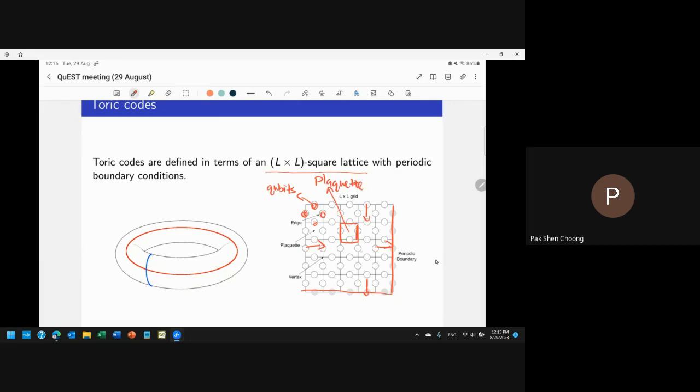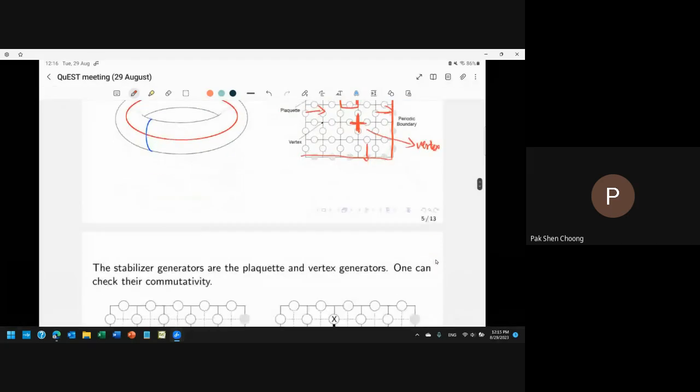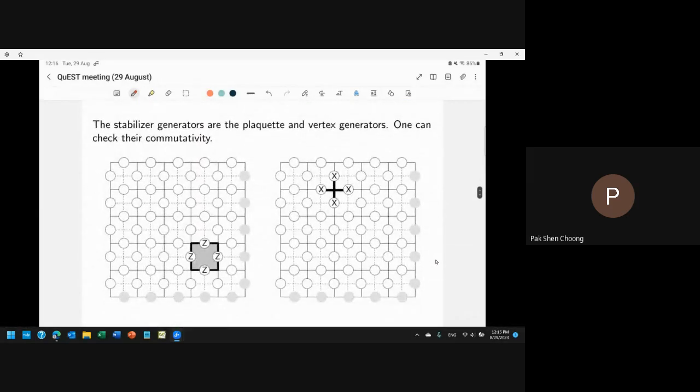And this cross is called the vertex. So this is the kind of toric code that we first study. Because now we don't actually need to write down the quantum state for toric codes, once we mention the stabilizer generators, then essentially we already have the system because of the stabilizer formalism.